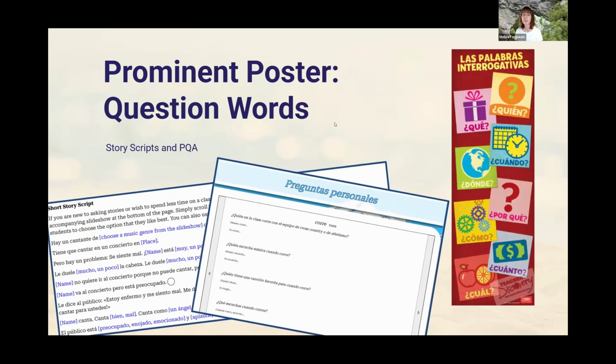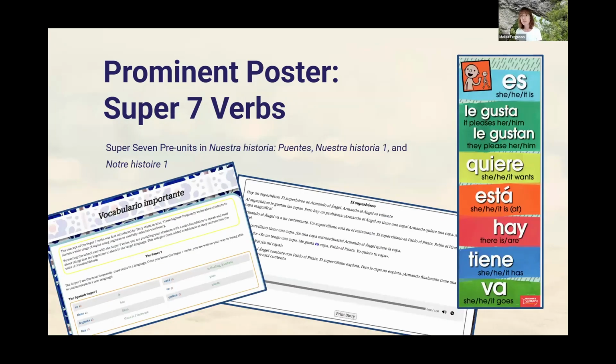Another prominent poster in my CI classroom was the Super 7 verbs. These are like the foundation. I mean, you can build so much on top of these 7 words. As a matter of fact, in Voces, we have some pre-units in 3 of our titles: Nuestra Historia Puentes, the middle school curriculum; Nuestra Historia Uno, your level 1 Spanish curriculum; and Notre Histoire, level 1. These beginning courses have an entire unit based just on these Super 7 words.